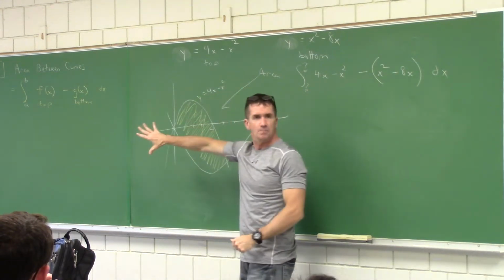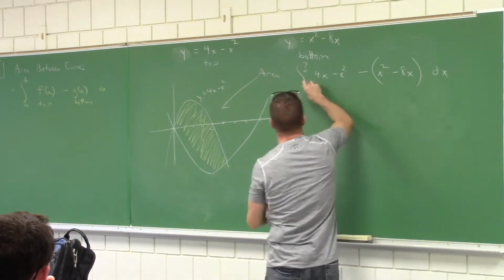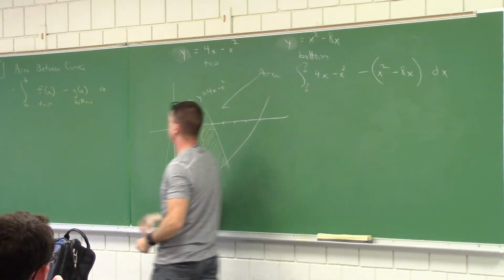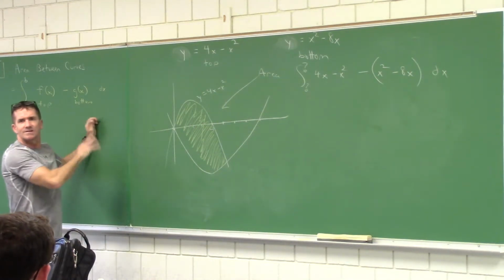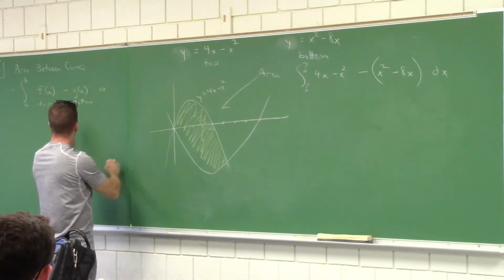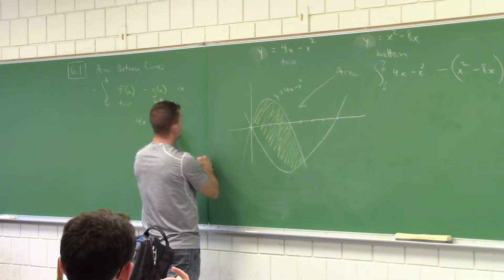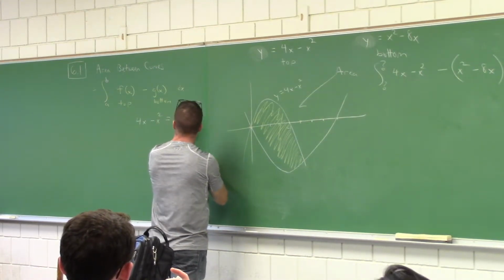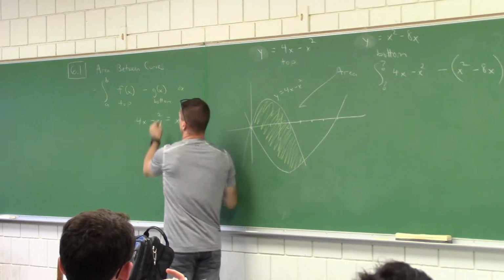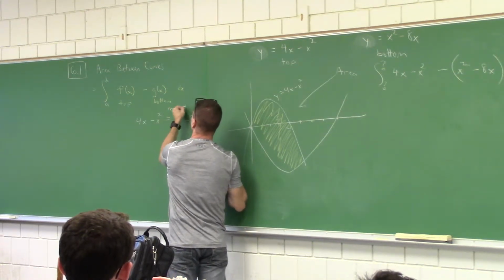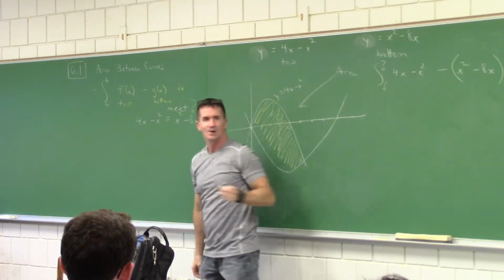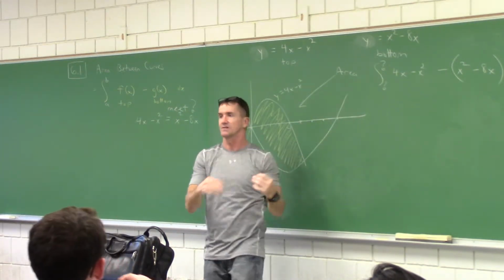Go off to the side of your paper, and then we'll come back to this and find these two numbers. Where does 4x minus x squared equal x squared minus 8x? I'm doing this to find where they meet. So I'm just going to put on top of this: meet, question mark. Where do these two things meet each other?